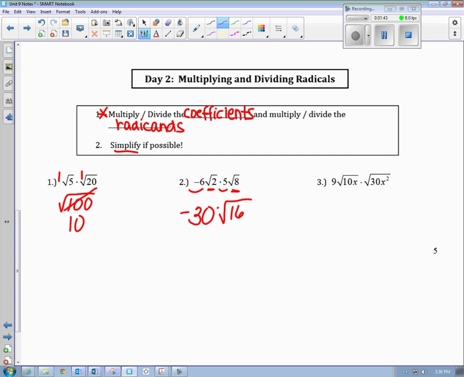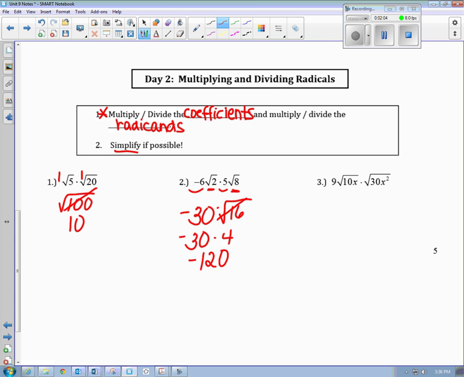So when I go back now and actually do that multiplying, I want to simplify the radical 16 into 4, and then multiply that 4 by negative 30, which gives me negative 120. These two are both very easy examples. You can see as we move along here, the next one gets a little bit more involved because of the variables that are there.